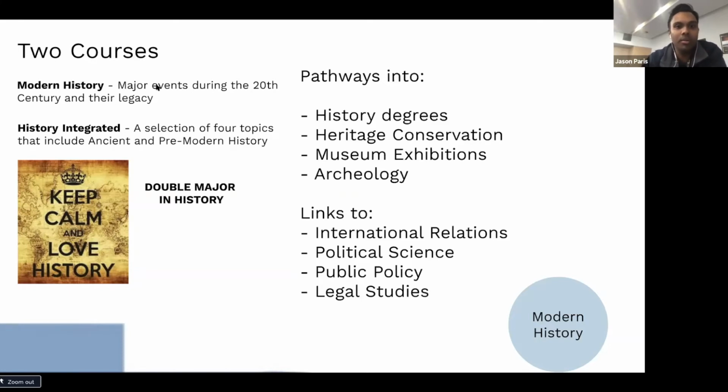If you do both, you can gain a double major in history. And so if you're interested in there, the pathways are to history degrees, to heritage conservation, to museum exhibits, to archaeology. And obviously there are external links to international relations, political science, public policy, and legal studies.